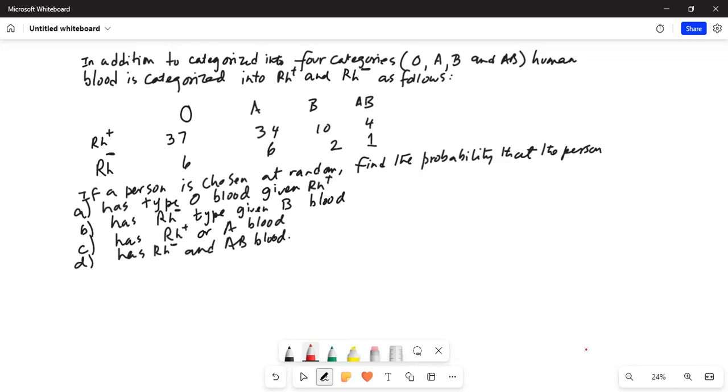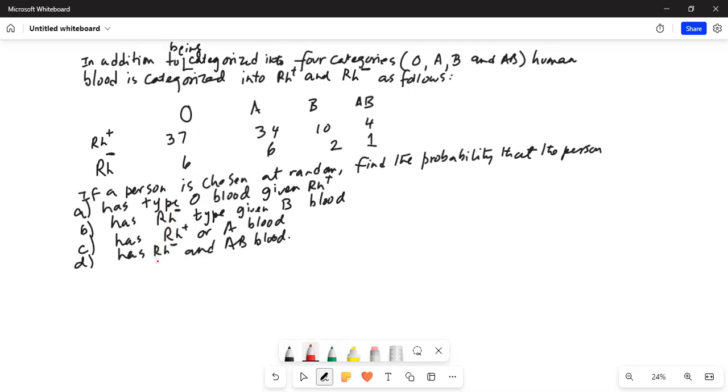In addition to being categorized into four categories, O, A, B, and AB, human blood is also categorized into Rh plus and Rh minus, as follows.